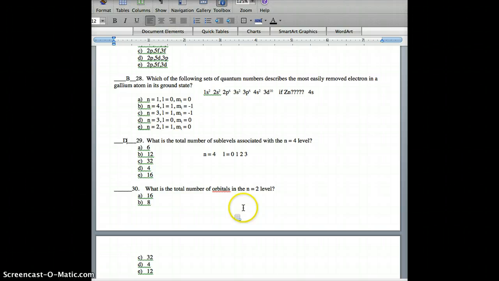Total number of orbitals in the n equals 2 level. In the n equals 2 level, we have 2s and a 2p. The s sublevel has only 1 orbital. The p sublevel has 3 orbitals. That's why it holds 6 electrons, 2 electrons per orbital. So we have a total of 4. So the answer would be D.